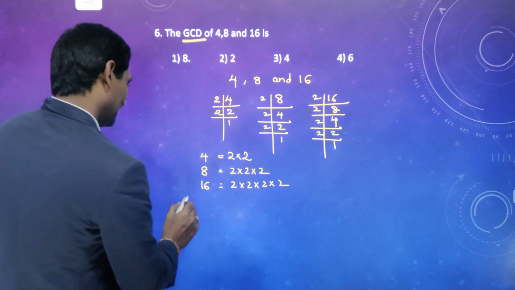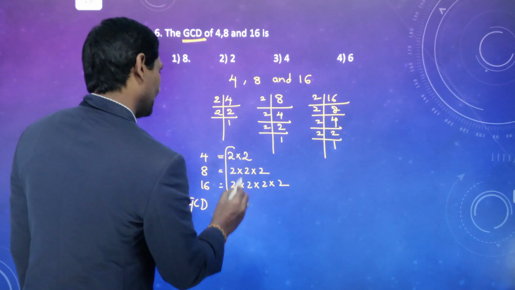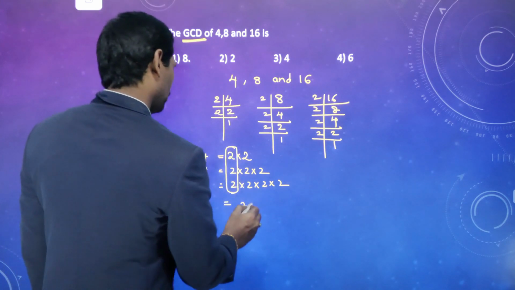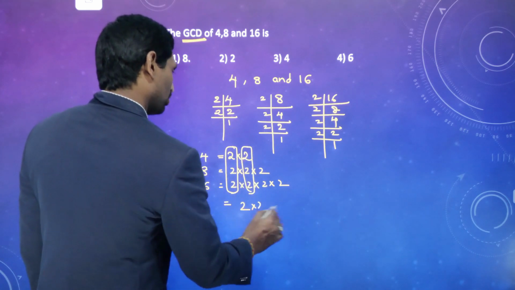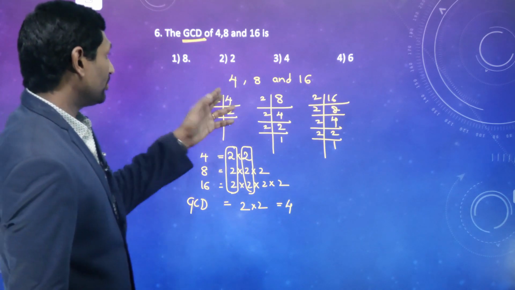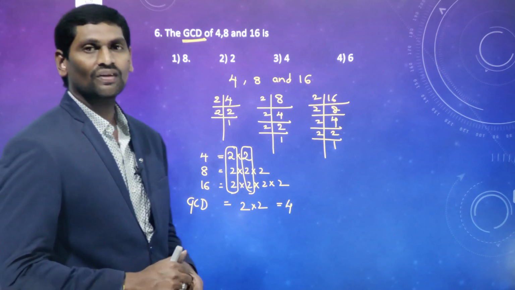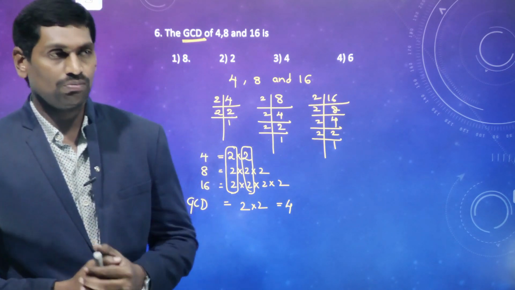GCD or HCF. GCD equals to, identify the common factors. 2 is in everywhere, so 2 we can write. Here one more 2 also there. So 2 into 2, which is nothing but 4. So HCF of these 3 numbers is 4. Please look into it. So we can go to the next problem.